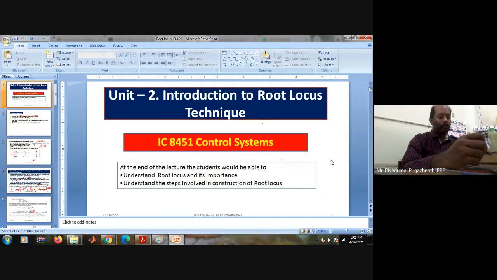So, good afternoon. Today we will be discussing a problem related to the root locus technique, and we will try to solve the problem by the step method. Let me share the screen.